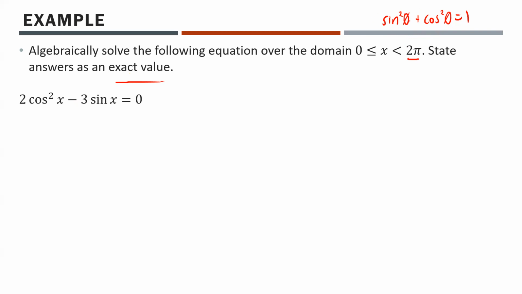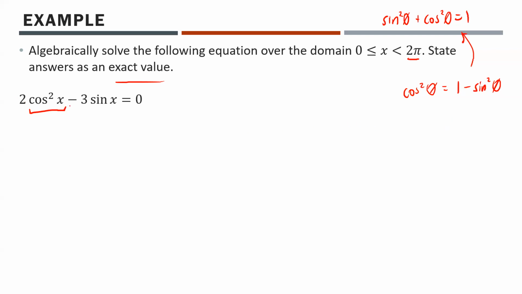Well, in this identity, if we just subtracted sine squared theta on both sides, you would see that we would have cosine squared theta equals 1 minus sine squared theta. What that basically means is I can replace this cos squared x with 1 minus sine squared x. At least that way, this entire trigonometric equation will just be in terms of sine. Let's give it a shot.